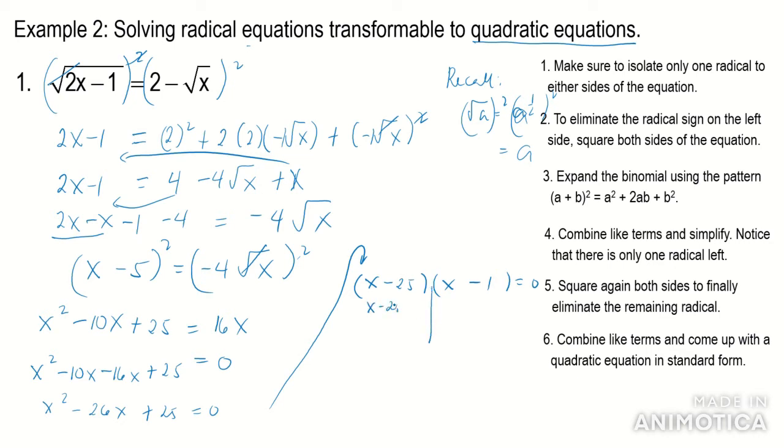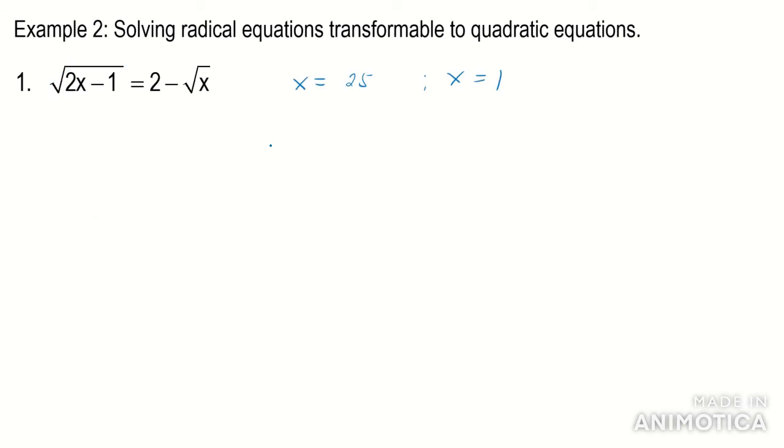You have x minus 25 is equal to 0. You have x minus 1 is equal to 0. Then you have now x is equal to 25 and x is equal to 1. Let us now check whether each value of x here is a solution to this equation or not by substituting each to the equation. Let's start with x equals 25. Okay, let's substitute 25 to the equation.